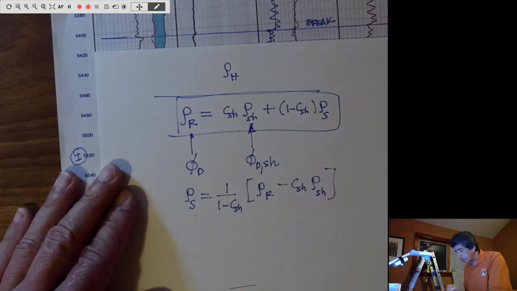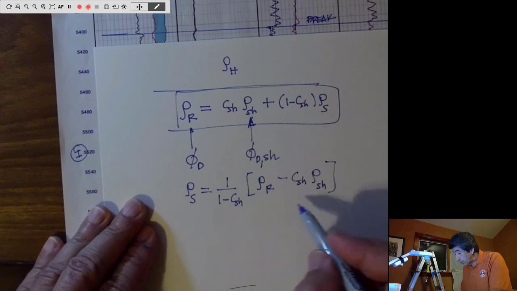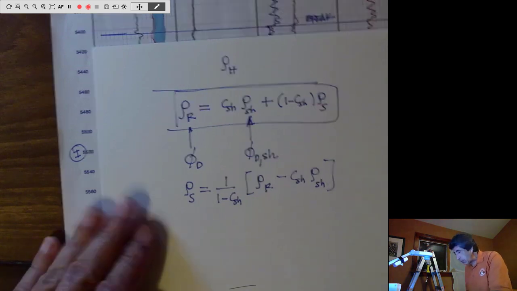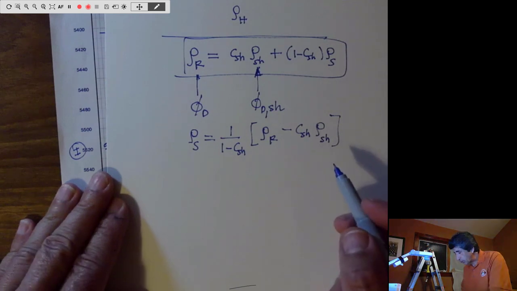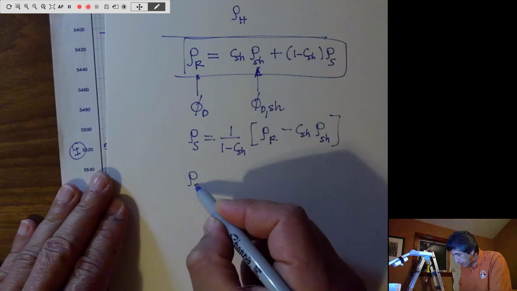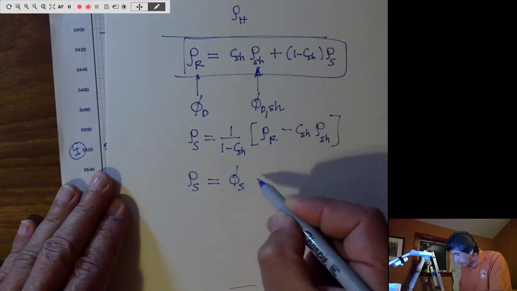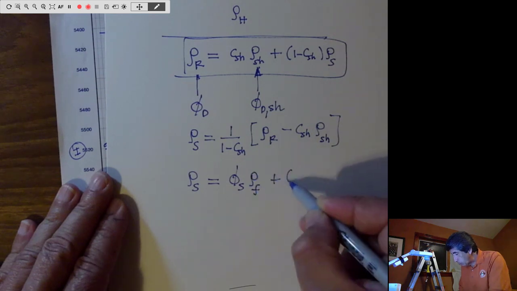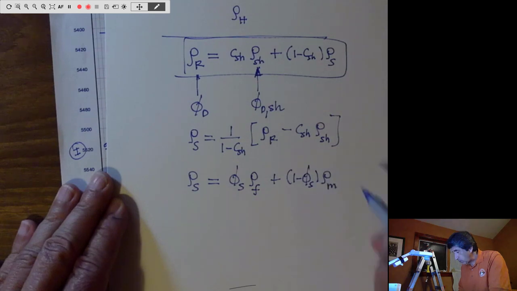Good, so far so good. And that will be the density of the sandstone, the density of the individual layers of sandstone in the sandwich of sandstone and shale. Second, I realize that the density of sandstone is equal to the porosity of the sandstone times the density of the fluid that I have in the sandstone, plus 1 minus porosity of the sandstone times the density of the matrix.